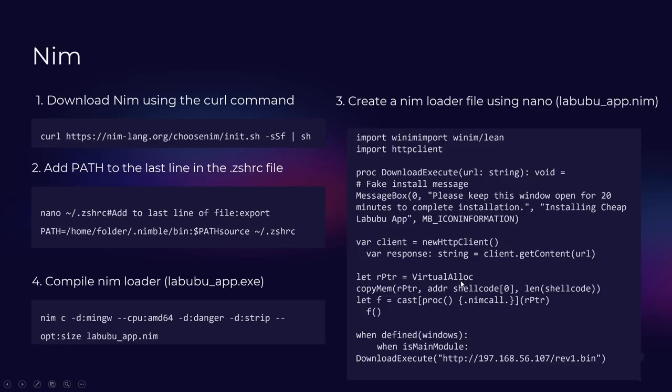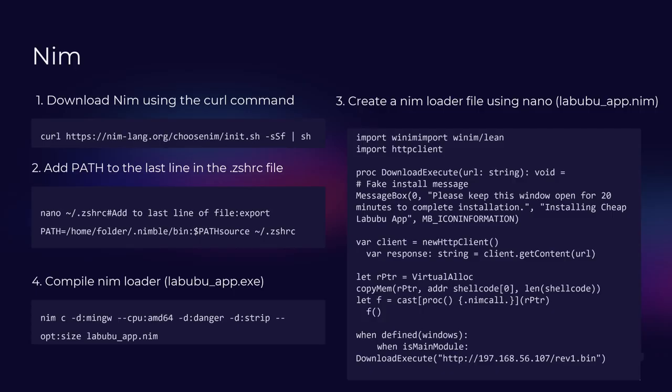VirtualAlloc allocates memory with execution permissions. CopyMemory copies the shellcode into the allocated memory. And this last line right here casts the allocated memory to a function pointer and executes the shellcode directly. So this loader evades writing payloads to disk, bypassing AV/EDR because no file is written.